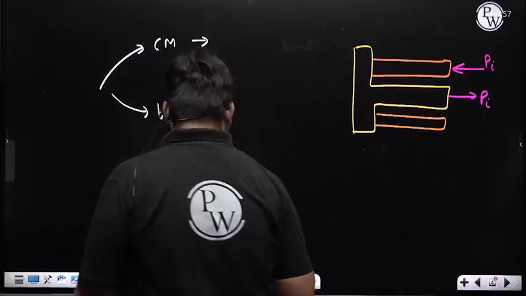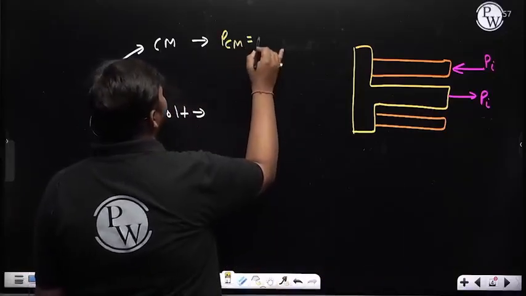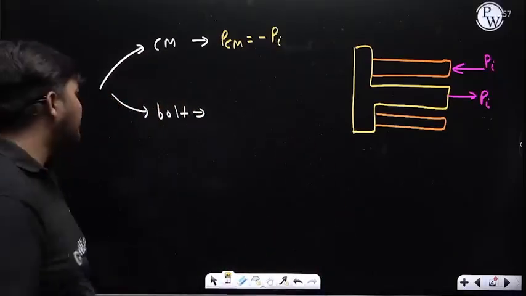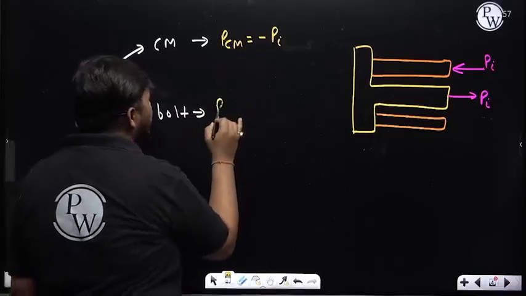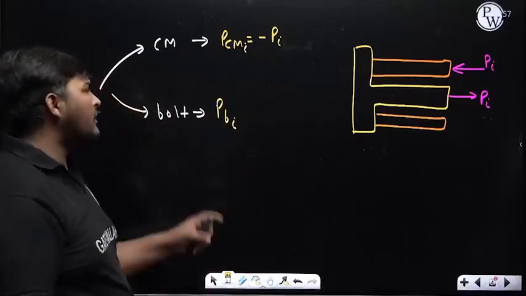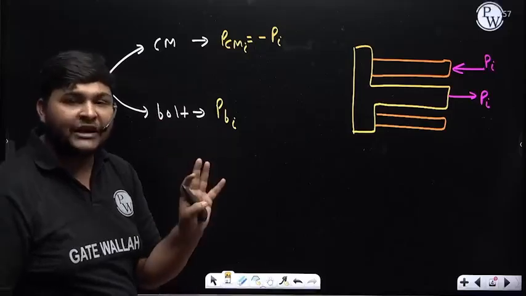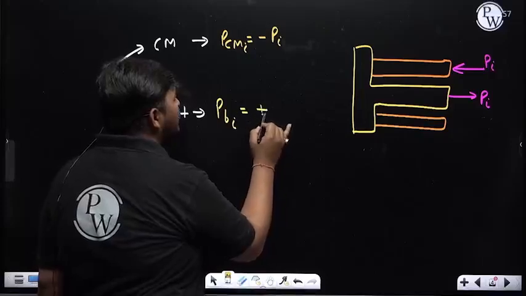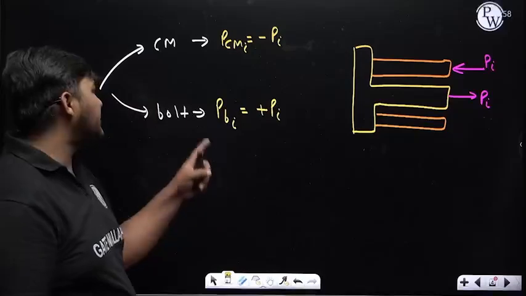Meaning, suppose the axial force in the connecting member I represent as PCM. It will be equal to minus Pi if we represent tensile as plus and compressive as minus. And if the axial force in the bolt due to preload is PB, or PBI, here also I am writing the suffix i. When I take the i suffix, it means I am talking about the preload or initial tightening load. So the axial force in the bolt due to preload will be equal to plus Pi. Plus Pi means the magnitude is Pi, and plus just represents that its nature in the bolt is tensile.